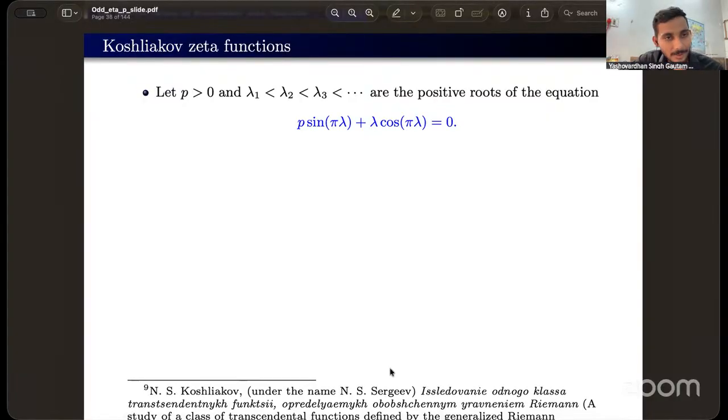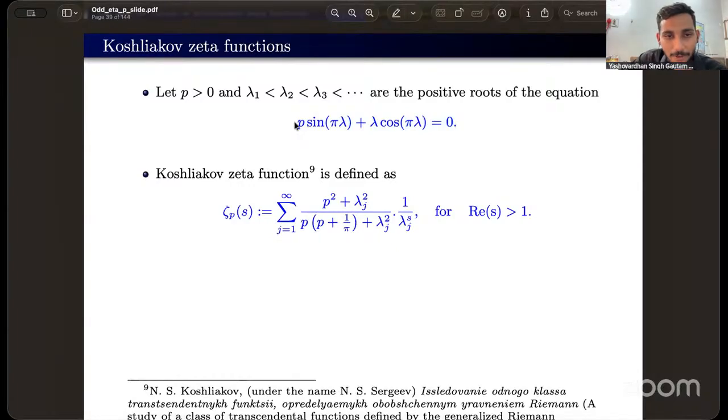So first, assume p is a parameter. We are taking p greater than 0, and lambda 1 and lambda 2 are the increasing positive roots of this equation. This equation comes from a problem of the heat equation. So what did he give? First he gave zeta p of s, defined as an infinite sum of this.